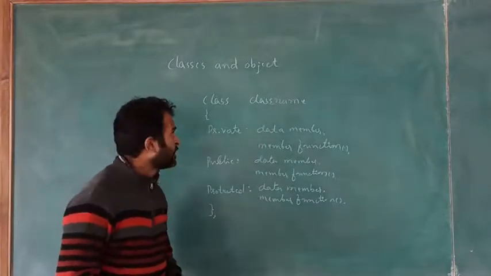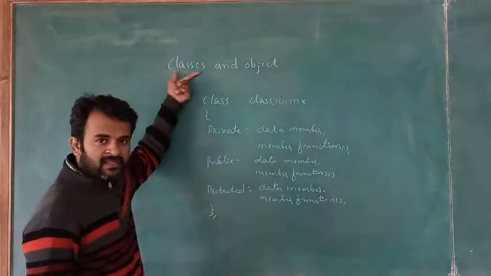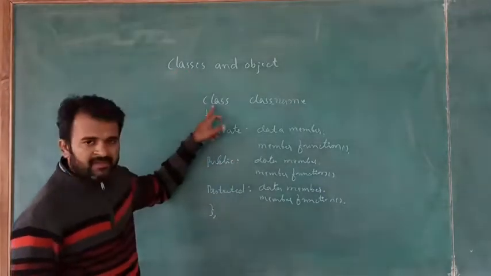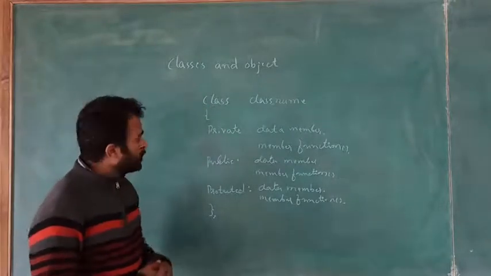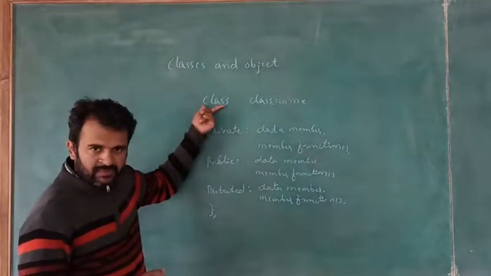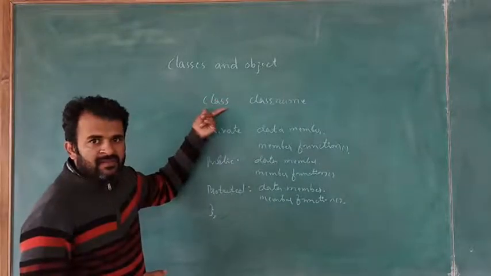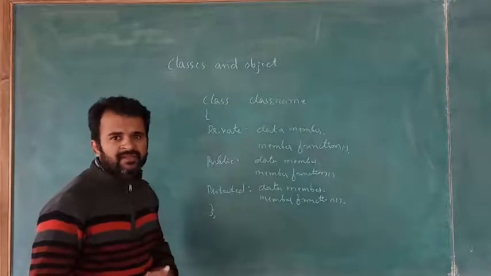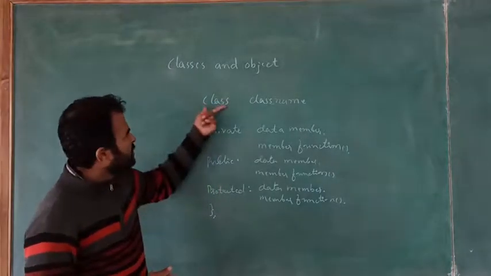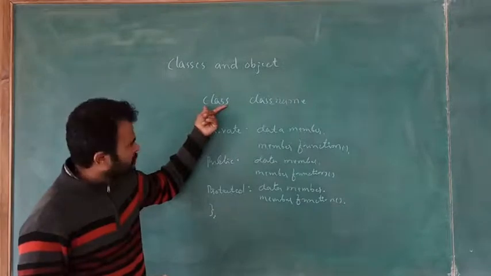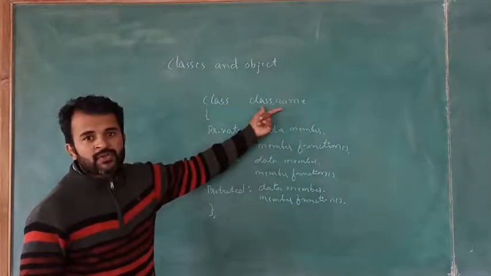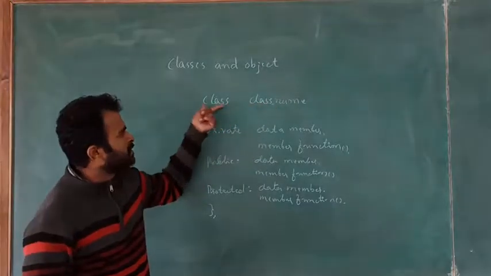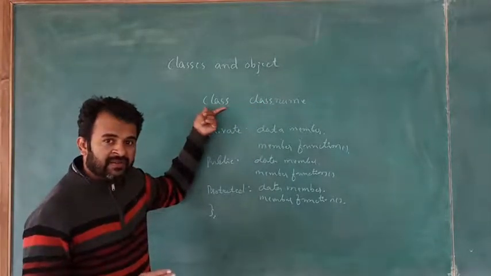This is the syntax for declaring the definition of the class. So this is the syntax for class definition. Class is the keyword that is used to define the class. Class name is a user defined name. The class name is a user defined data type.